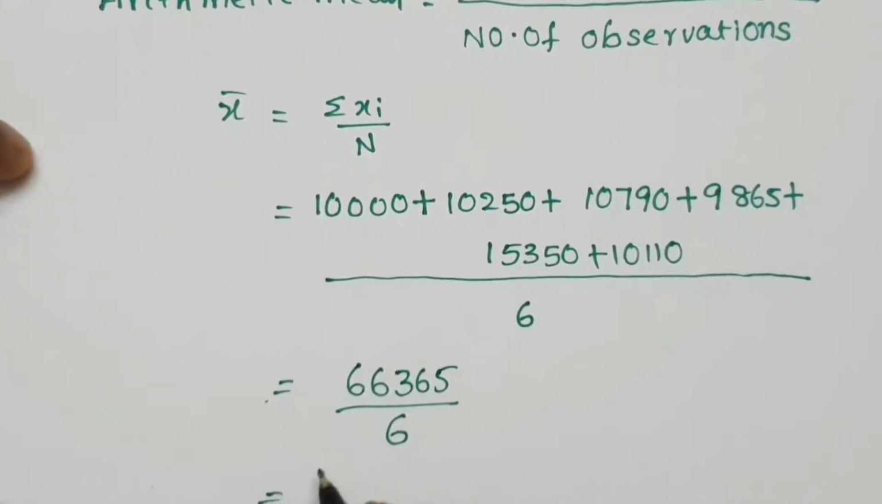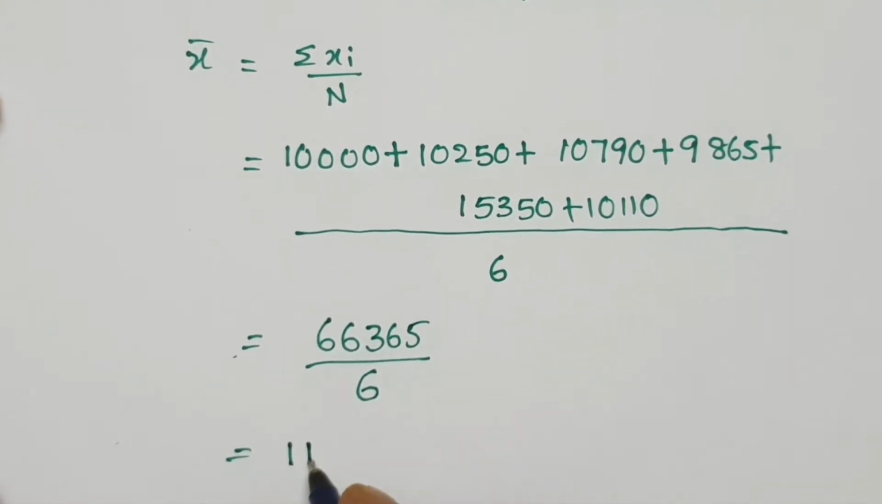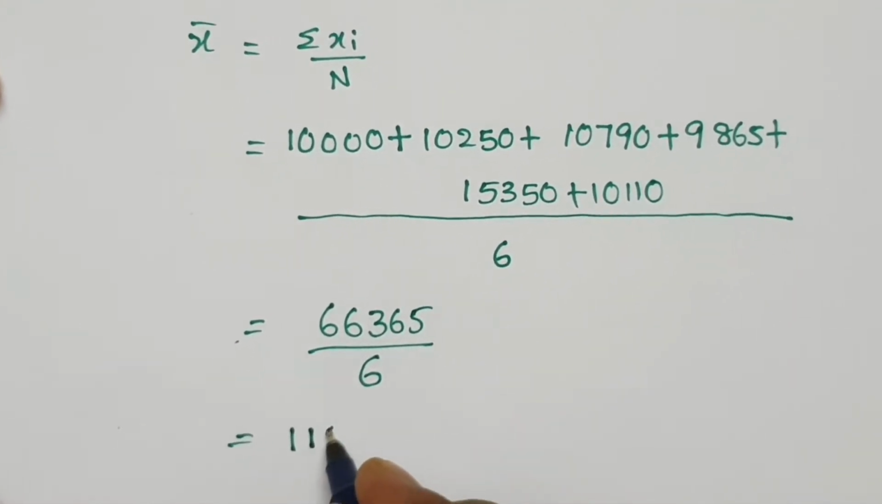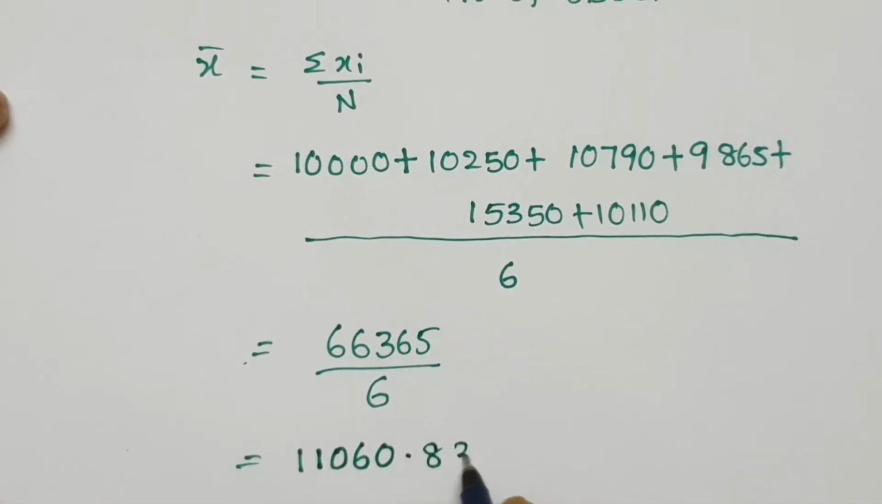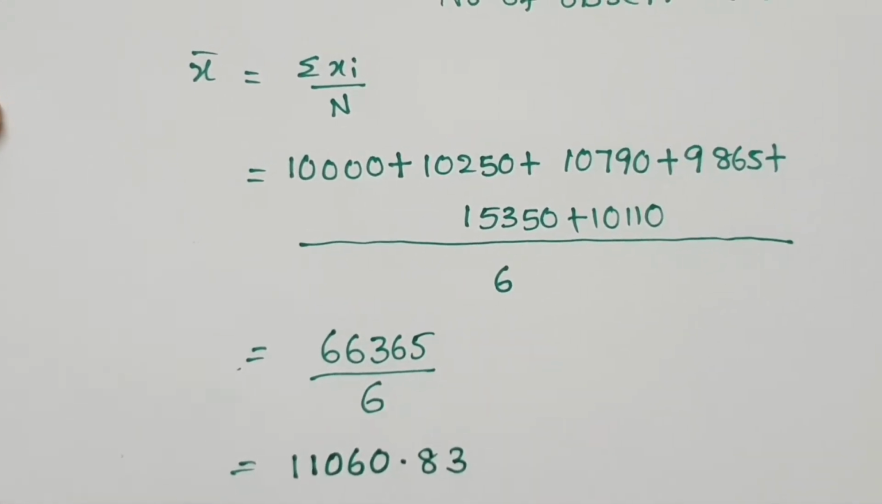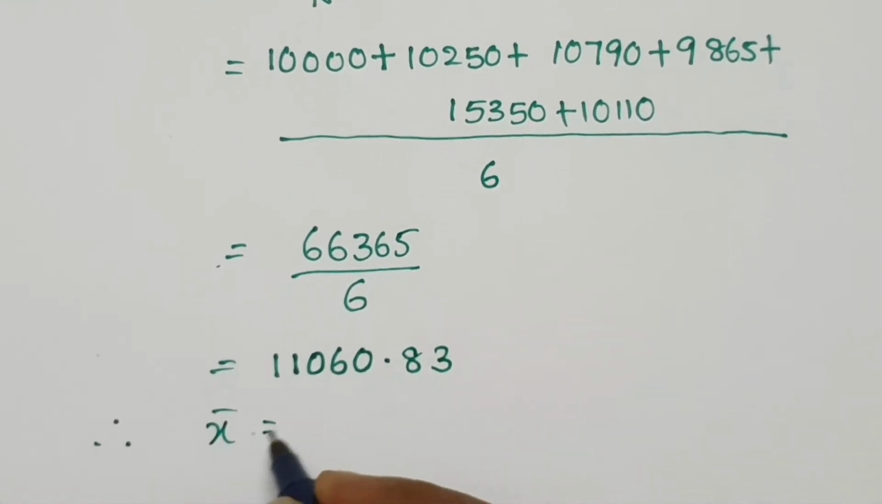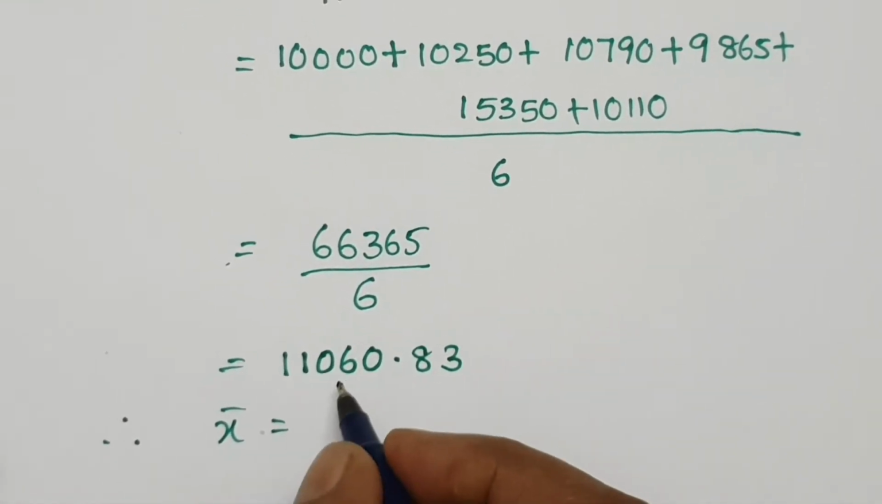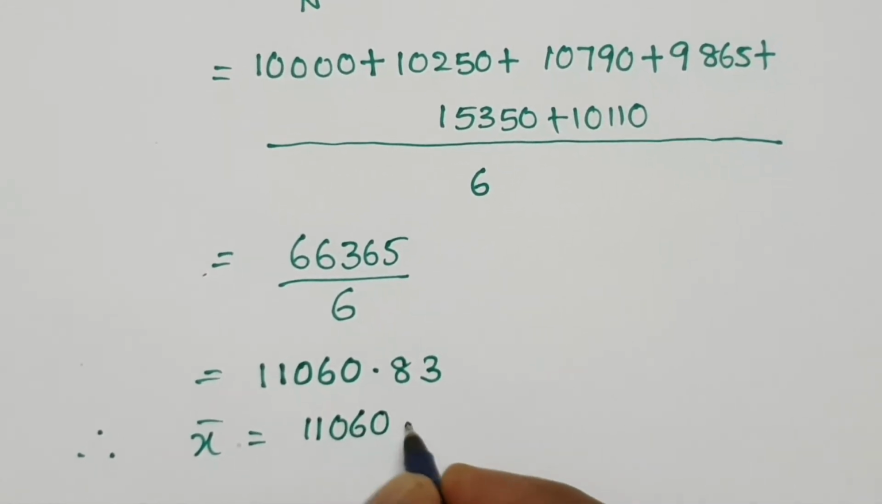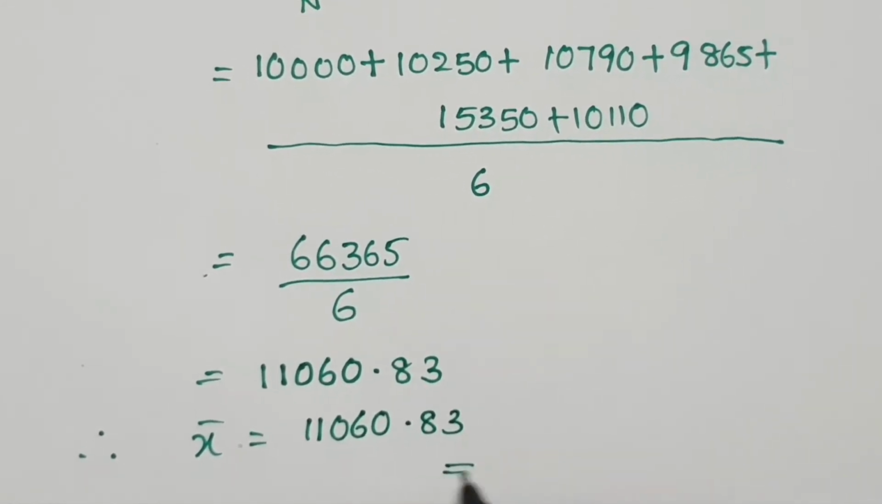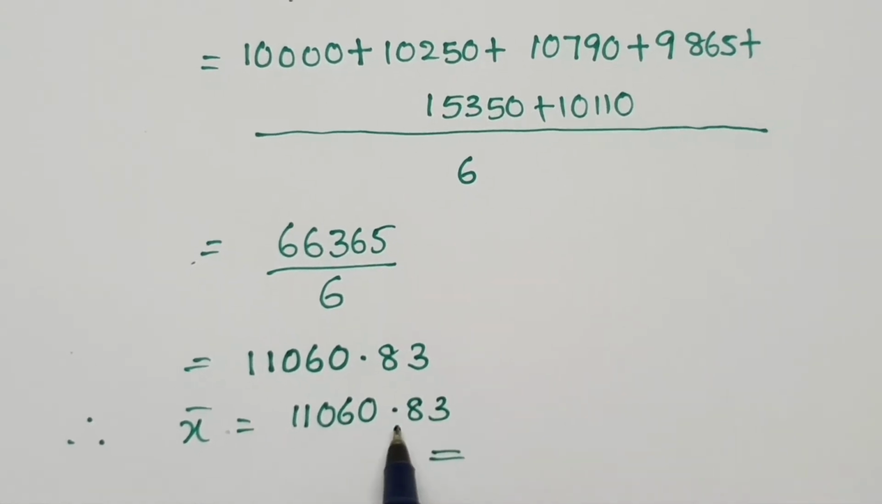Do cancellation, 6 ones, here 0, 6, 0.83. Therefore x bar equal to sum of observations by number of observations. We get the arithmetic mean, x bar equal to 11,060.83.